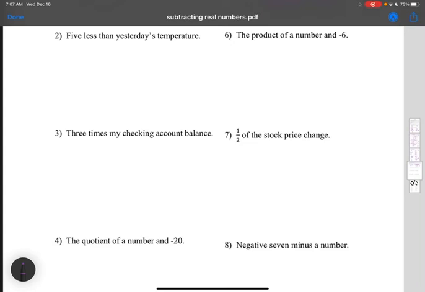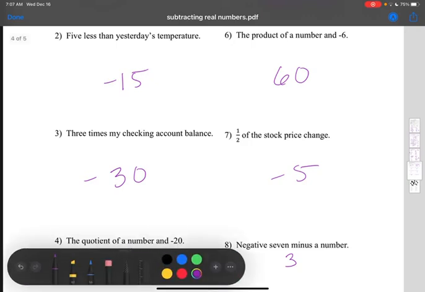Maybe that would be good. Okay, so this one's going to end up being negative 15. This one is 60. Negative 30, negative 5, since it being 1/2, and 3. Okay, so when you're done, come back to double check the let statement, the expression, and then we've got the final answer written here. Okay, so push pause on your screen now, give it a try, come back when you're ready.